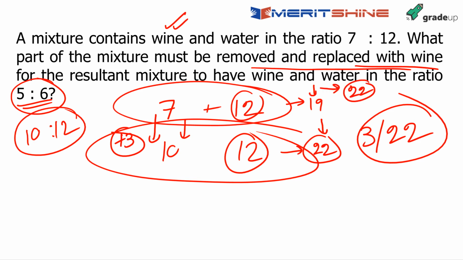So I started from 22 with a ratio of 7 is to 12, then I arrived at 19 with a ratio of 7 is to 12, then I added wine to it, just this part, and arrived at this 10 is to 12, which is same as 5 is to 6. So basically what I am adding here, from 7 to 10, it's an addition of 3 units. 3 units over a base of what? This 22. So the answer becomes 3 is to 22.